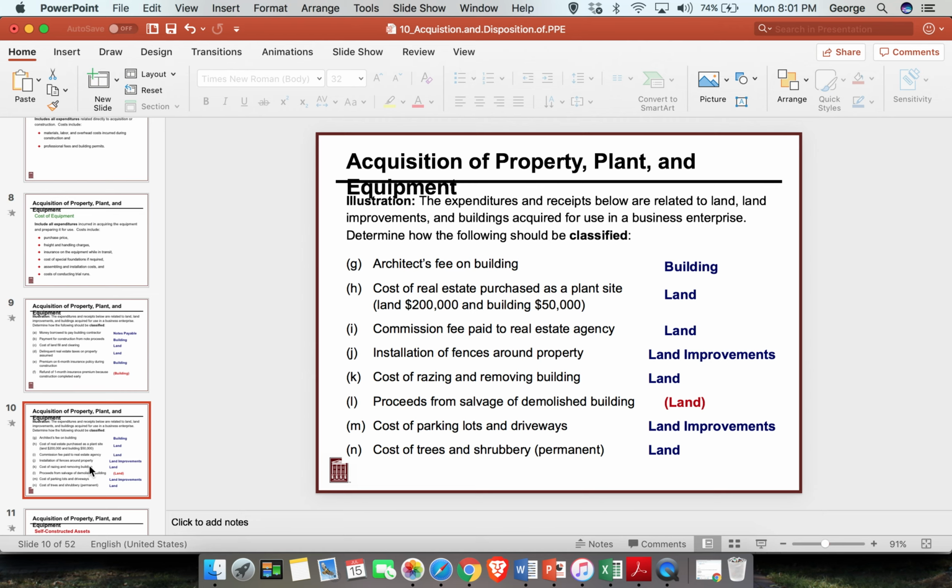Parking lots, driveways, street lights, all those types of things are land improvements. Trees and shrubbery, and they're permanent, right? They have indefinite lives, and those would be charged to the land.